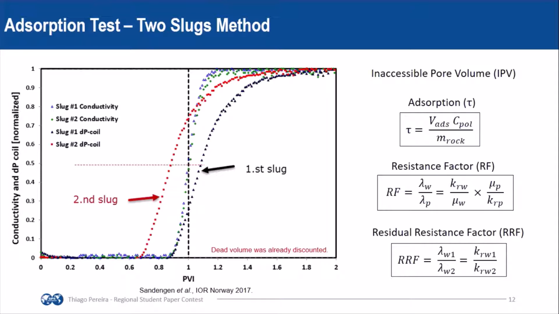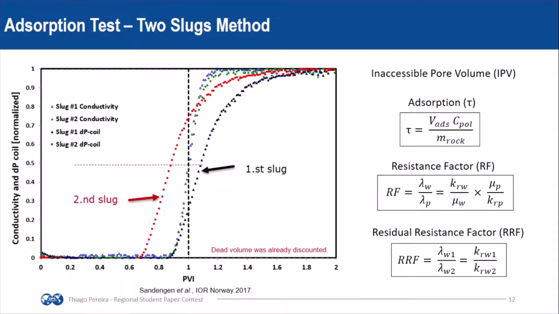When we inject the first slug of polymer, the polymer molecules will saturate the porous medium walls and block some of the pores. As the pore surface was completely saturated with polymer, the second slug passes through the porous medium with no significant new adsorption. Then, this solution is noticed earlier by the measurement system located downstream of the core.